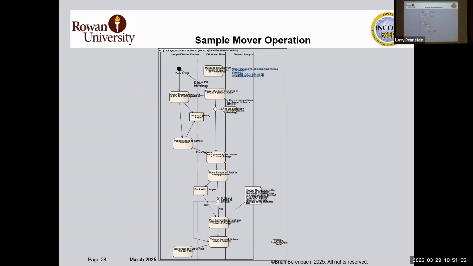Okay, here's the sample mover operation. Here's the sample planner, here's the vessel mover, and here's the analyzer. And so these are the three pieces. And here you have the sample mover in the state. This is a state diagram showing the sample mover. This one wasn't interesting. Okay.